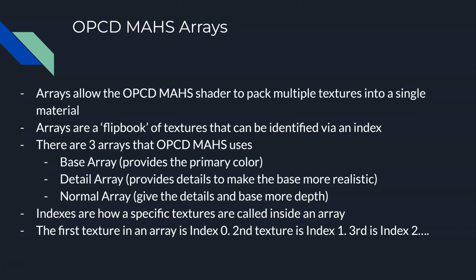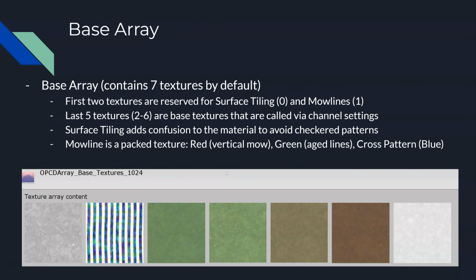The third index is 2. Just important to remember, so that if you have 40 textures inside of an array, what would the last one be? 39, the first one being 0. So let's dig into the base array. The base array by default at the time of this video has 7 textures, and maybe that'll increase someday. Maybe we'll find the need to put something else in there.